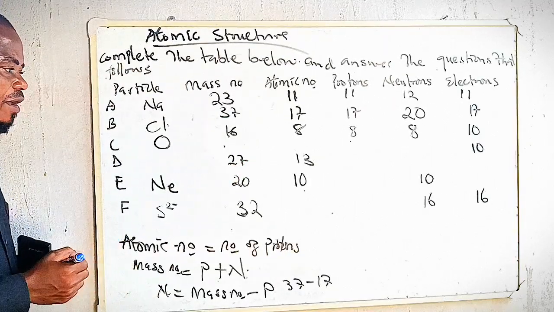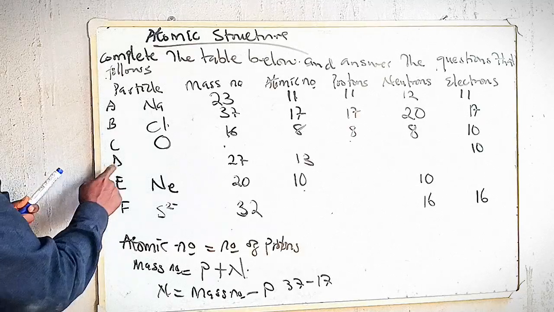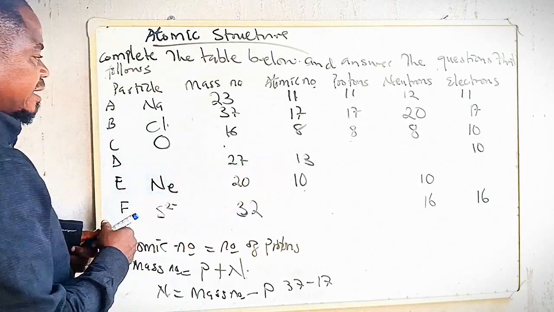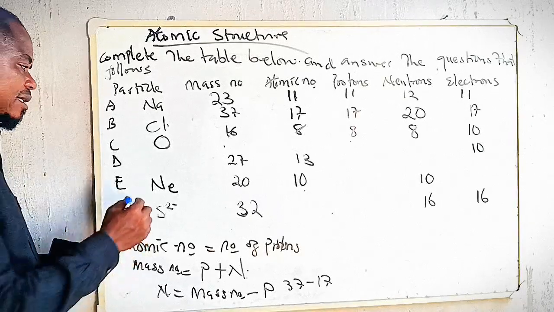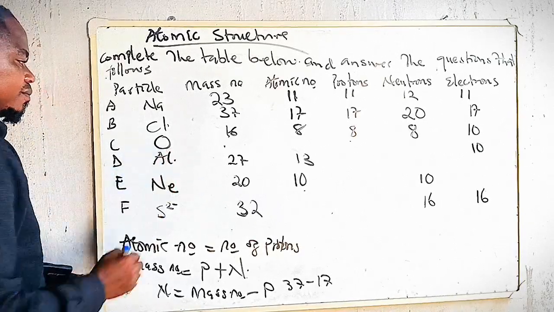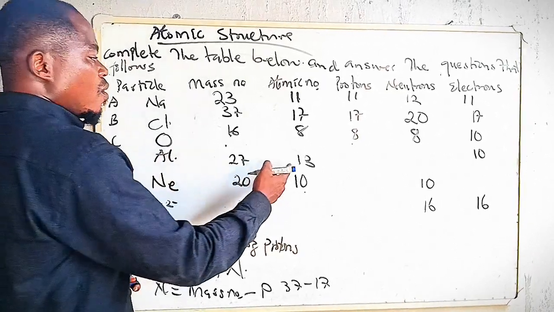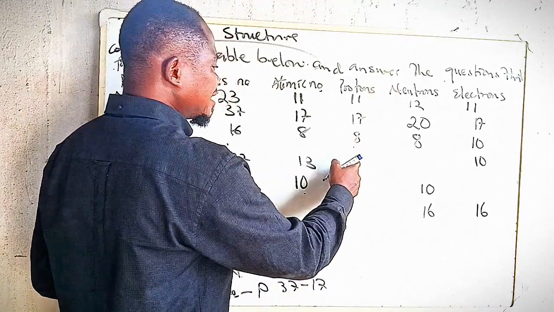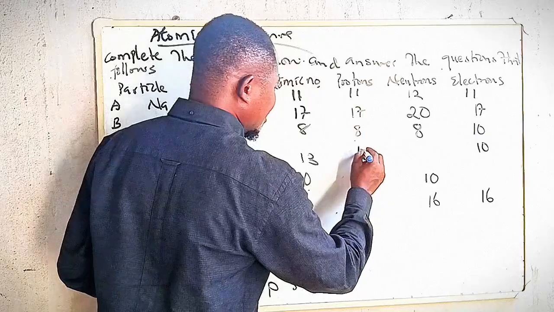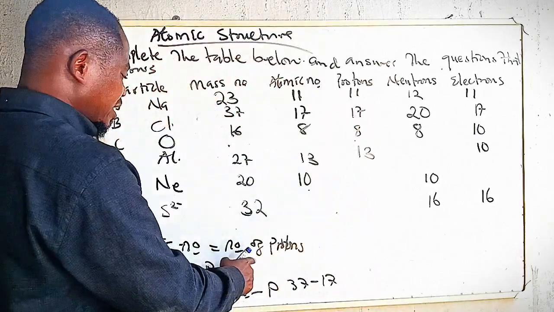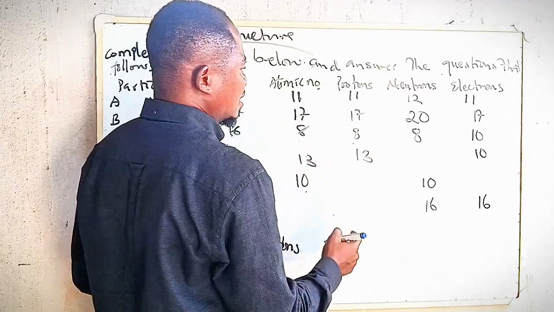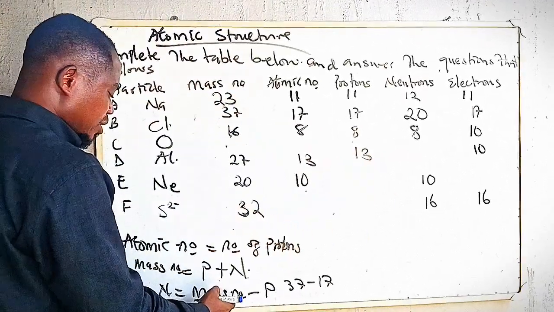Okay. We are given element D, particle D, with atomic number 13. Which element has atomic number 13? It is aluminium. Alright. Now, we have the atomic number, so we should be able to tell the number of protons present. The number of protons is the atomic number. So if the atomic number is 13, the number of protons will be what? 13.